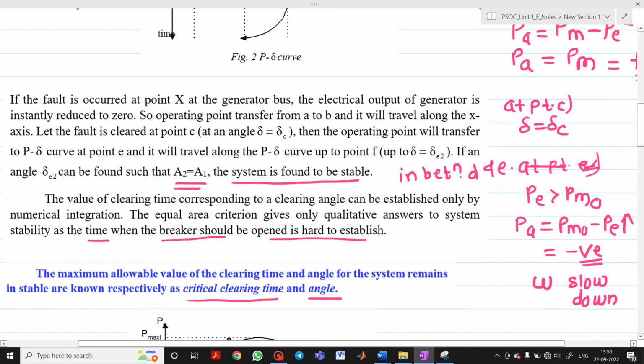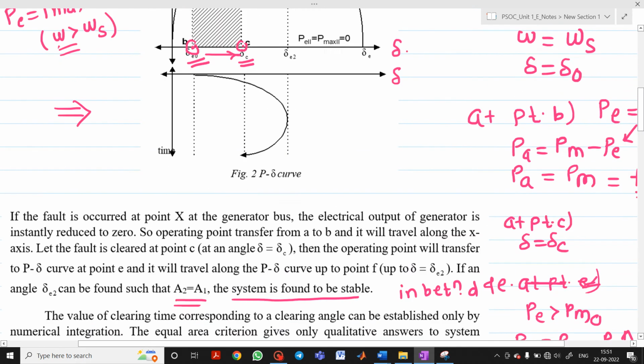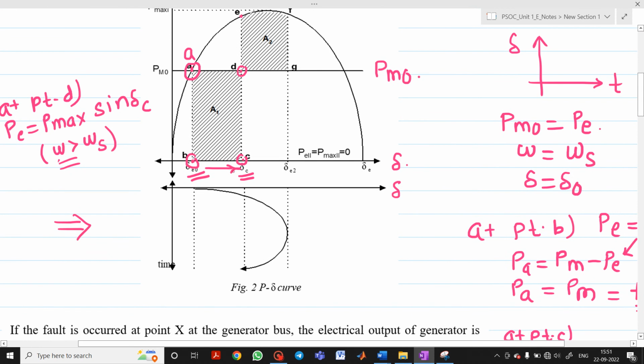So what is your critical clearing time? The maximum allowable value of time at which the circuit breaker operates. This is nothing but your critical clearing time. And the maximum allowable value of load angle delta at which your system will be stable is the critical clearing angle. Before this critical clearing angle, the system will be stable. After this critical clearing angle, the system will be unstable.